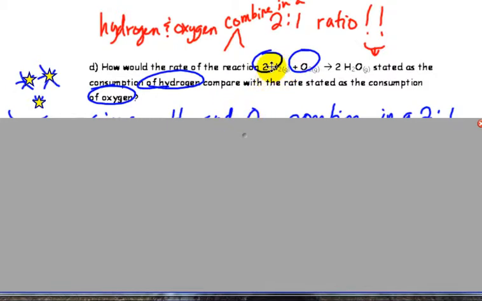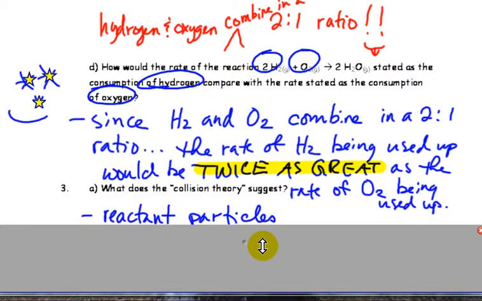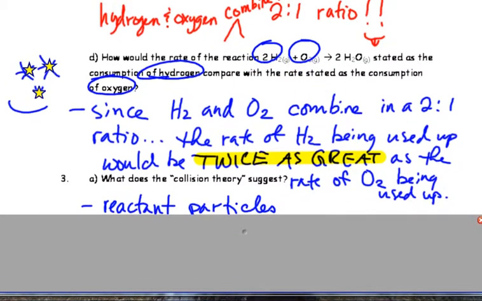Now, if you look here in the equation, it's a 2-to-1 ratio. I need 2 molecules of hydrogen for 1 molecule of oxygen, or 2 moles of hydrogen for every 1 mole of oxygen. So it's always a 2-to-1 ratio. Therefore, we'd expect that the rates would be 2-to-1. Since H2 and O2 combine in a 2-to-1 ratio, the rate of hydrogen would be twice as great as the rate of oxygen being used up. So if we actually figured out the rate with experimental data, we would see that hydrogen's rate is 2 times bigger than oxygen's rate because they combine in a 2-to-1 ratio.